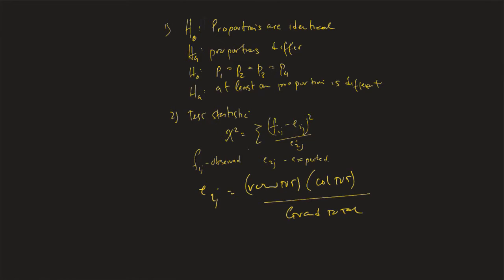Alright, so row total times column total over the grand total. So that's step 2 for this particular problem. Step 3, our decision rule. If we are told to test at a 5% significance level, then our critical value, chi-squared critical, is just chi-squared alpha, the degrees of freedom. But what is the degrees of freedom in this case? The degrees of freedom is k minus 1, where k represents the number of columns. And so in our case, we have 4 minus 1, which is 3.